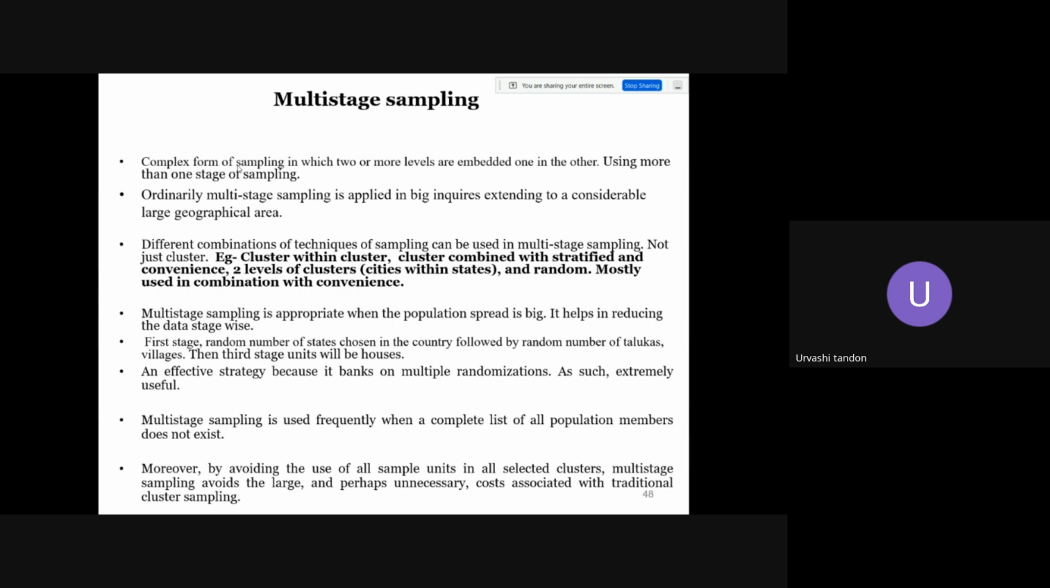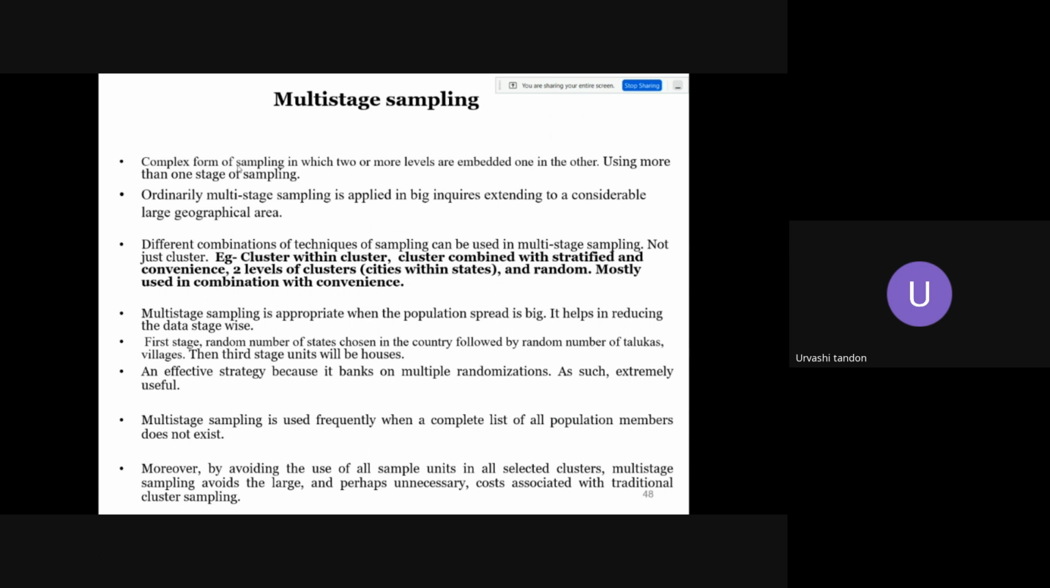Important is multi-stage sampling, because this is a very complicated sampling which is being desired by the research journals nowadays. They are focusing on multi-stage sampling. I would suggest, if you are doing your research, or if you are in the middle of your research, try to include this type of sampling if possible, with the help of your supervisors, of course, because here you try to use different combinations of techniques, right?